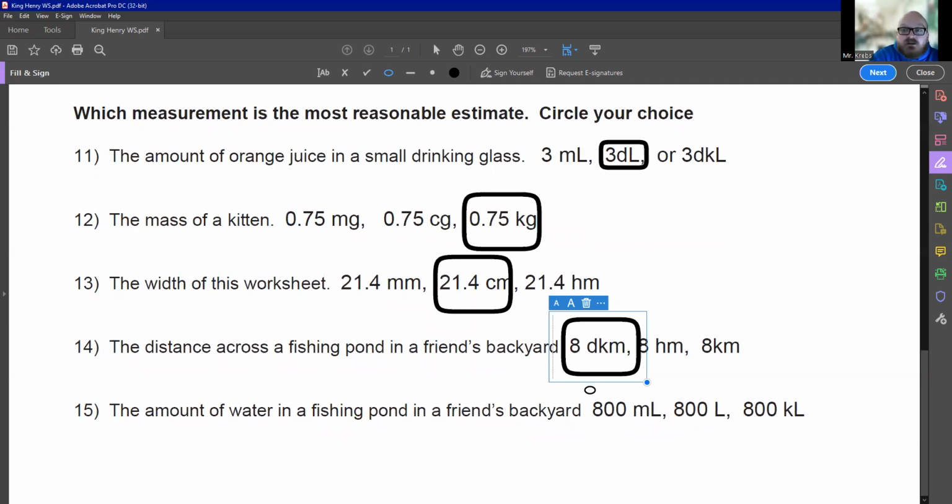No, we're talking about a large pond, like on a farm or somewhere that has a lot of water in it. So milliliters, definitely not. And even liters, 800 liters would be like 400 2-liter soda bottles. The one that makes the most sense here is 800 kiloliters, definitely.